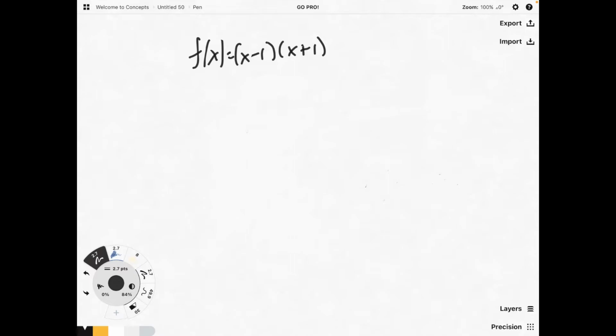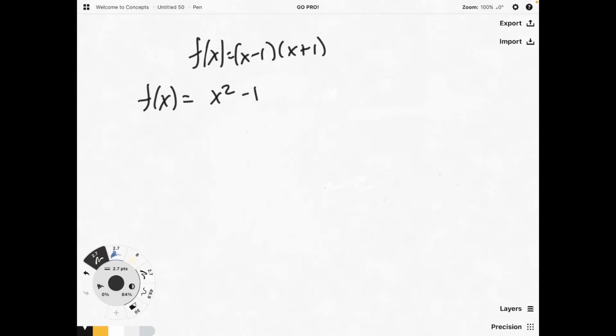And then it asks us to graph both the original function and the new function that we found. For this first function, we do have f of x equals, if we multiply these factors together, that's going to give us x squared minus 1.